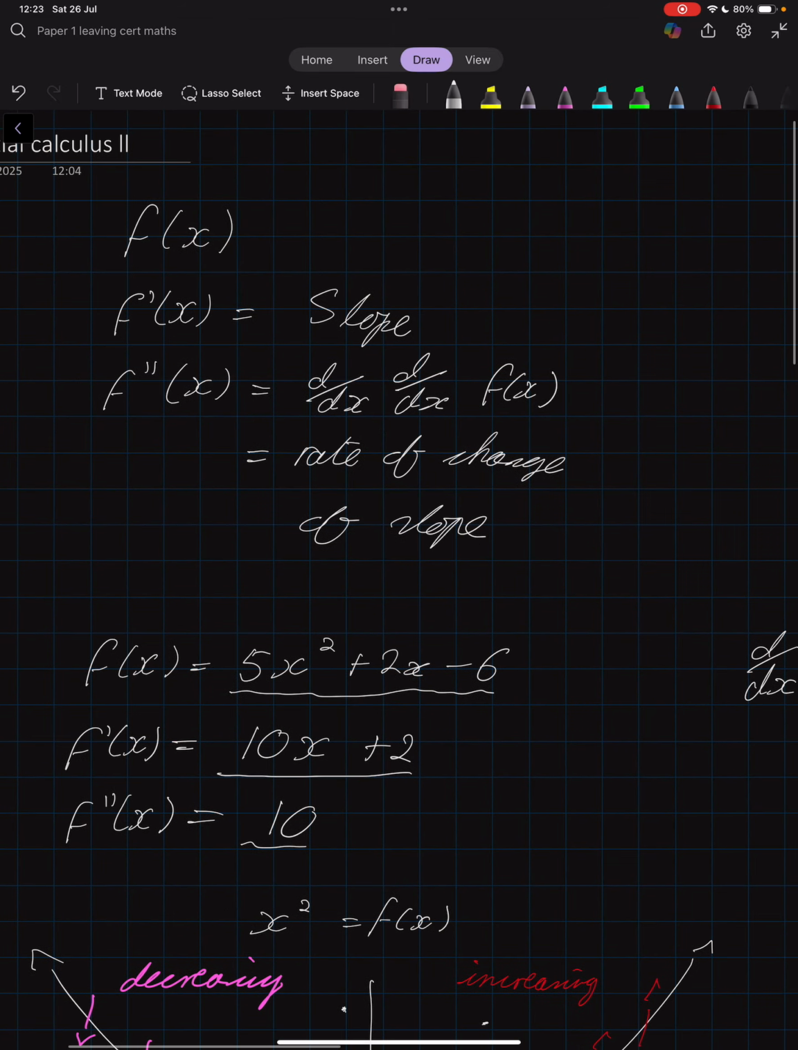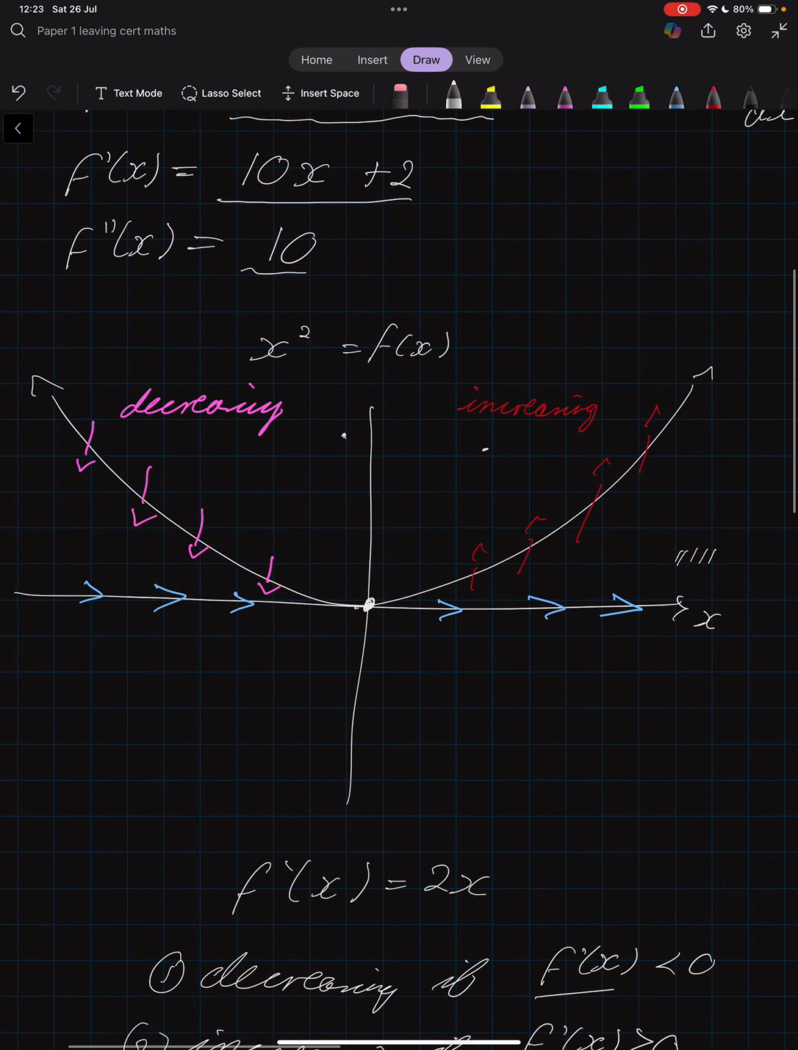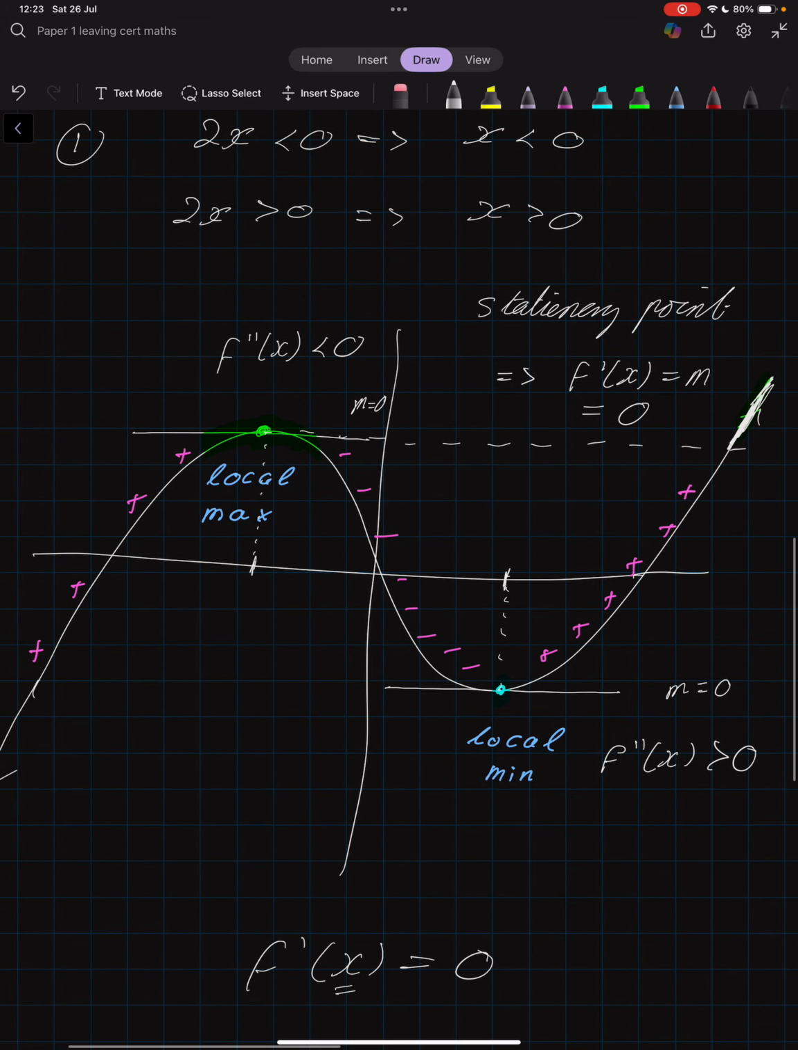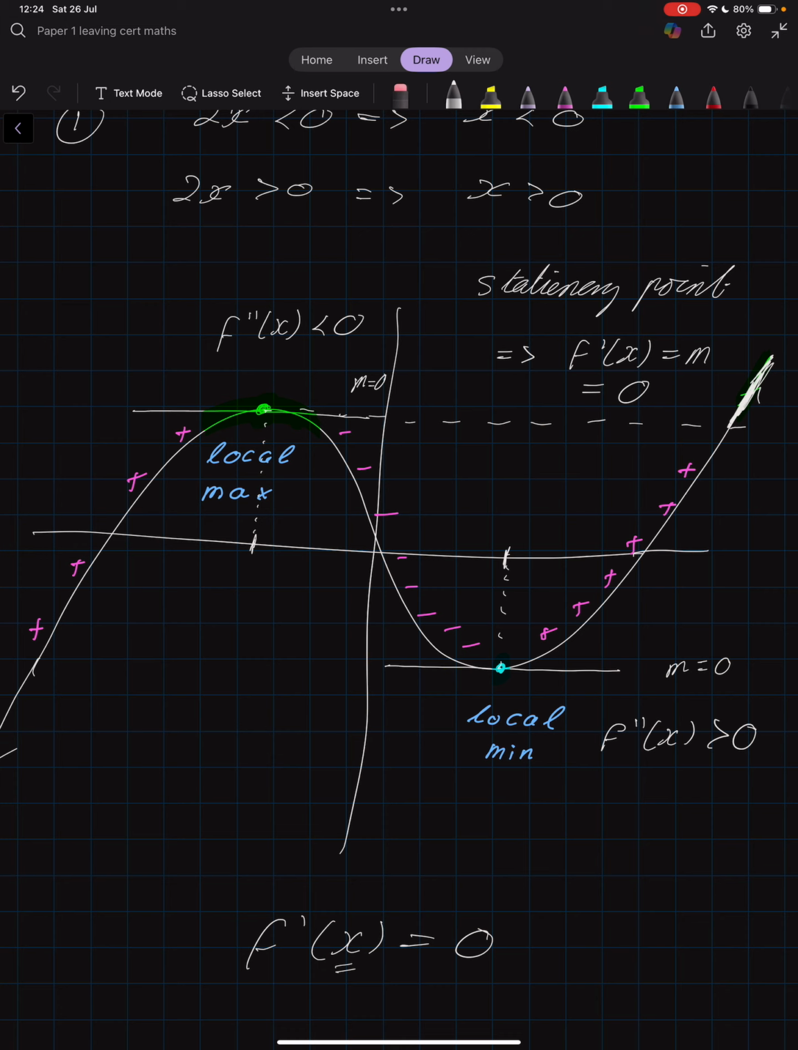Remember what f prime prime is. F prime prime is the rate of change of slope. So f prime prime is how the slope is changing. If we look from this side to here, what's happening to the slope? It's going from positive to negative, which means the rate of change of slope is negative, and therefore it's less than 0.